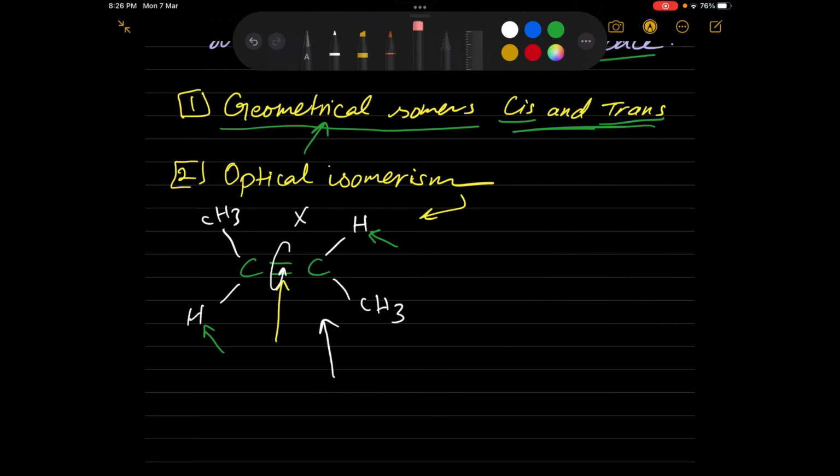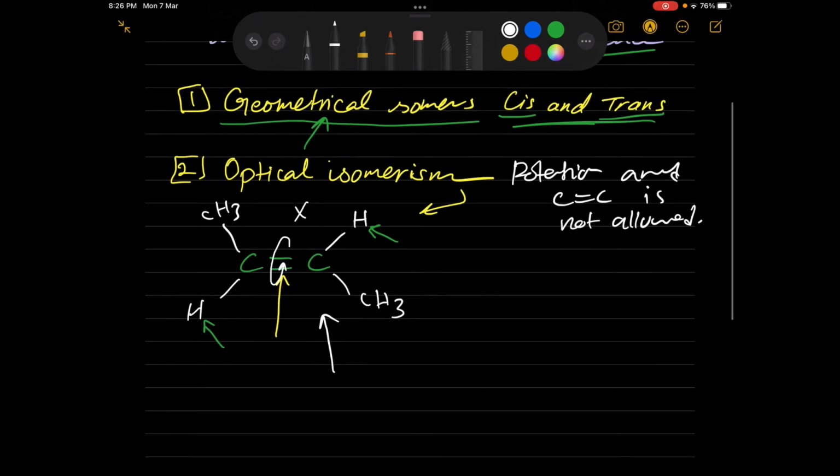So this is the first thing. Why do we have stereoisomers that are called cis and trans in the double bond? Because the rotation around the carbon double bond is not allowed. Okay, so what do we have in this case? Once you have a carbon double bond, this is the first condition. You have a double bond.